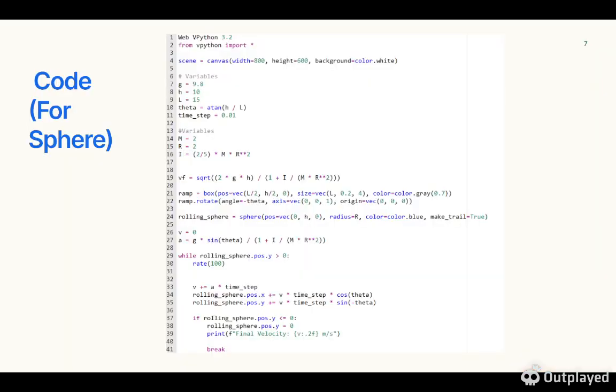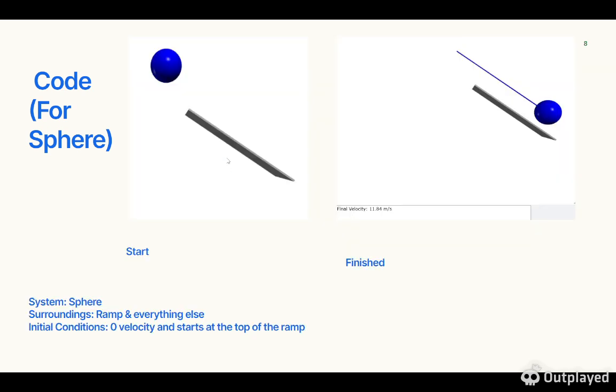Compare. The code for this sphere is just a breakdown of the previously mentioned equation for the moment of inertia for the sphere. You can see we have all the variables such as gravity, height, length. We also have mass, radius, and the overall equation for its moment of inertia right here. This is what the code looked like before and after it was run.